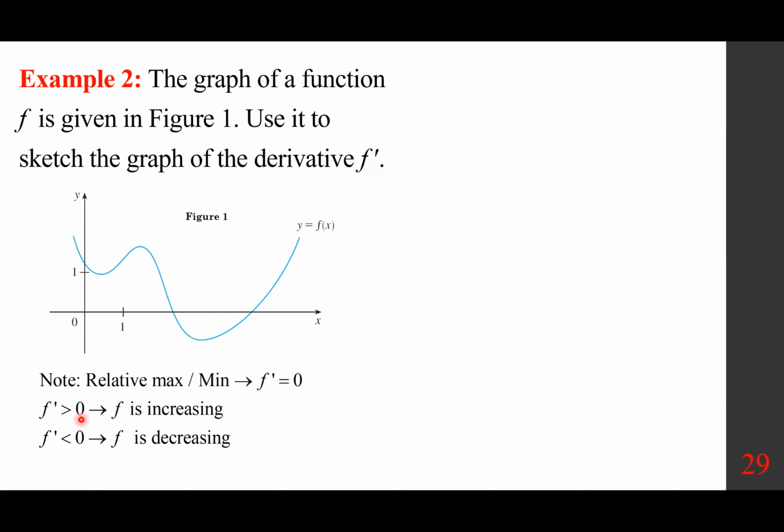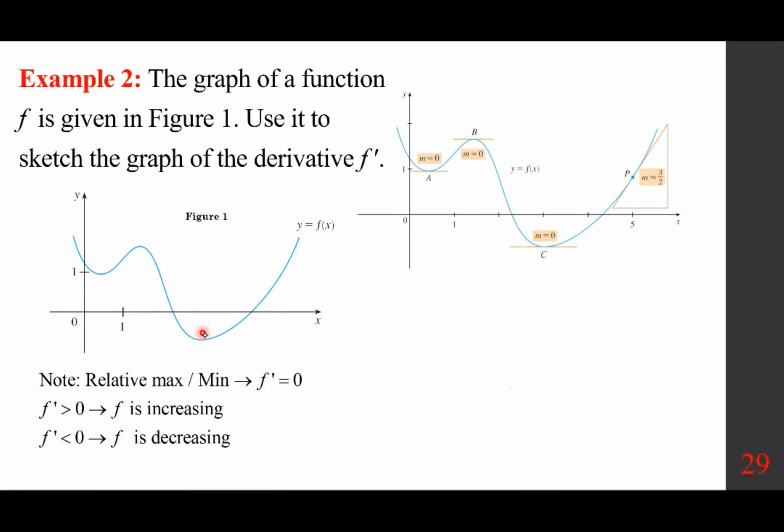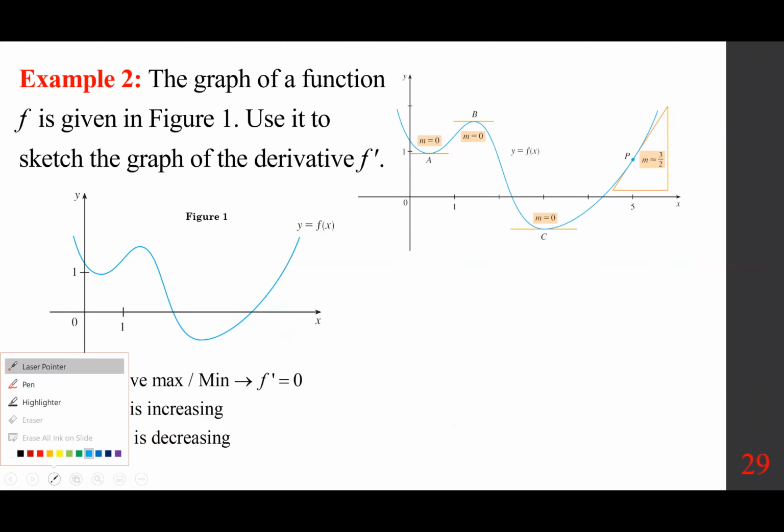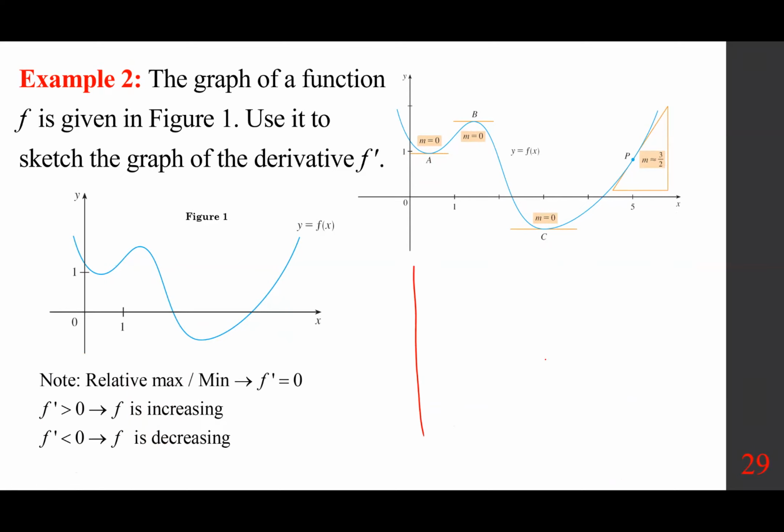And when f prime is positive, f is increasing. So increasing means f prime is positive. Decreasing means f prime is negative. So first, at A, B, C, and never mind that we discussed that in a moment, the slope is 0 because you can draw a tangent line, and those are local extrema. So this corresponds to 0, this corresponds to 0, this corresponds to 0. So let's quickly draw this by hand, then I'll show you a better graph.